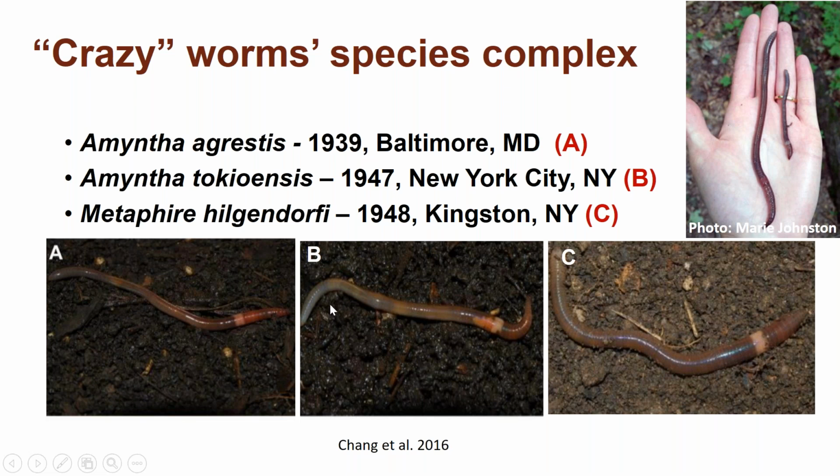Another species in the complex, here under letter B, is Amynthas tokioensis. This is the smallest one, even though this is not to scale, it's usually the smallest species of all of them. So Amynthas agrestis is about 3 to 6 inches, Amynthas tokioensis is about 1 to 5 inches, and the largest one is Metaphire hilgendorfi, and it could reach up to 7 inches. So it's a really large earthworm, as you can see here. Sometimes when you see those earthworms, you will see different sizes of them, and that's because of the different species present there.